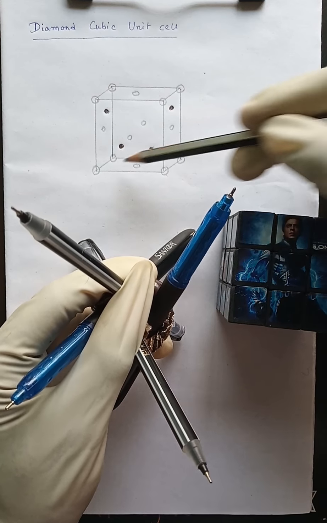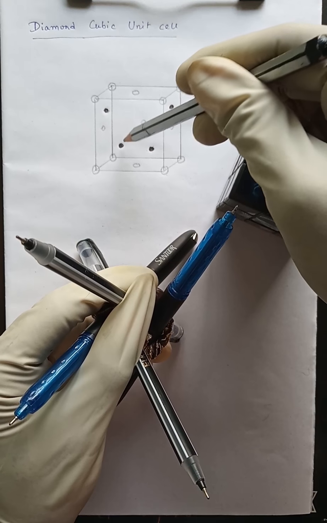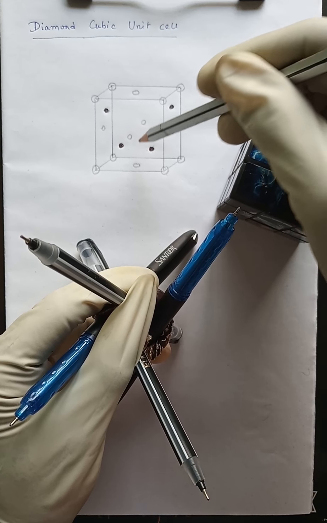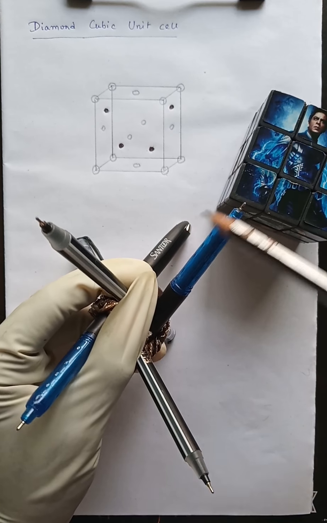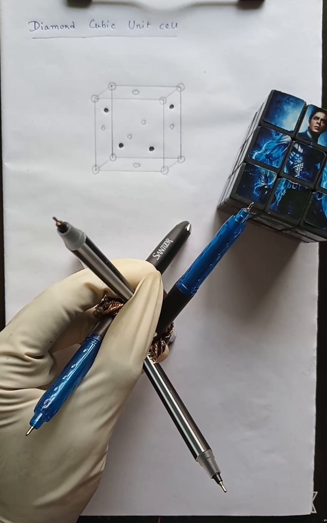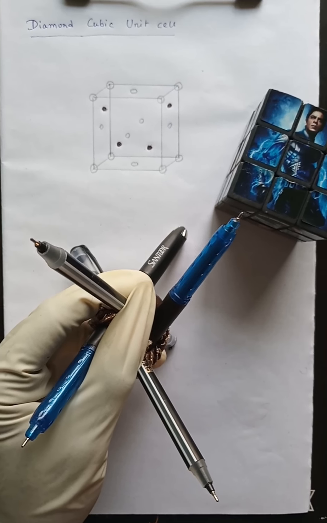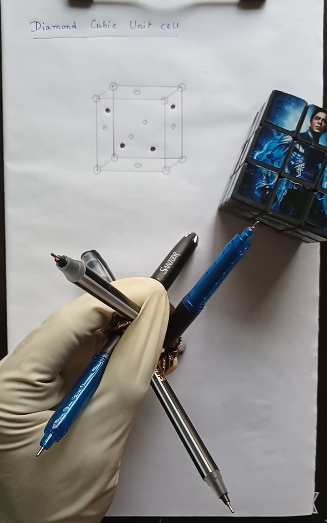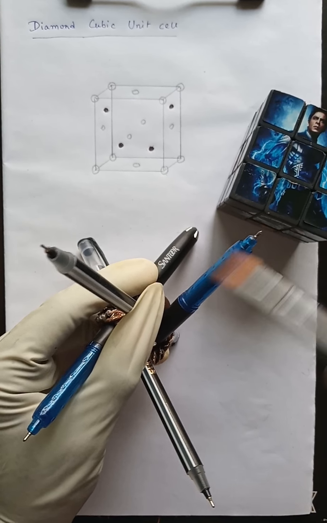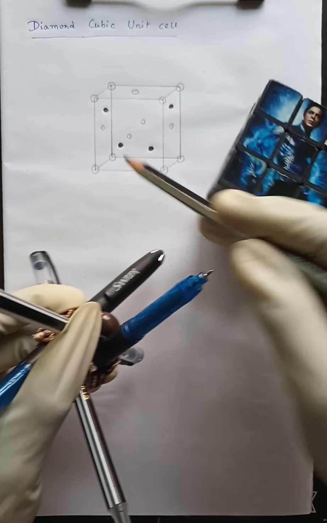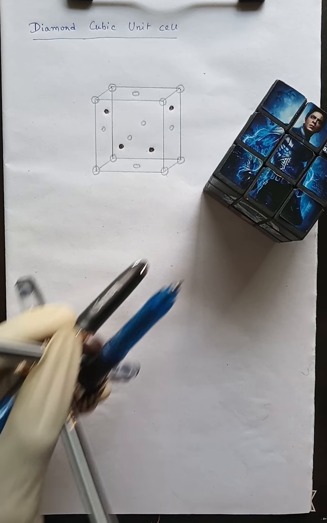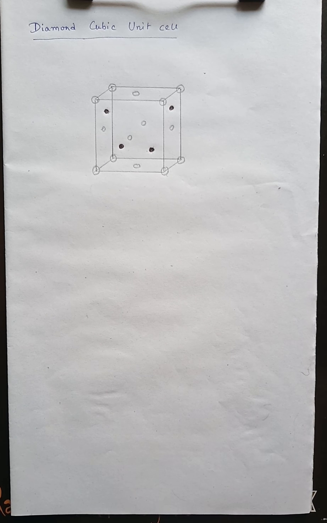Now these 2 start at these 2 and are at the 3/4 position of this. From this point and this point, if we go 3/4, then we will get these 2 atoms.